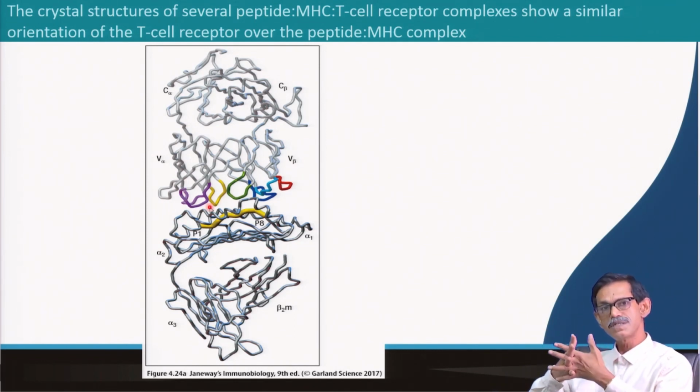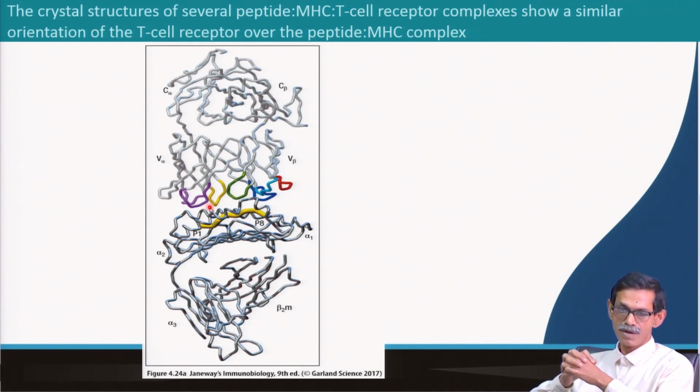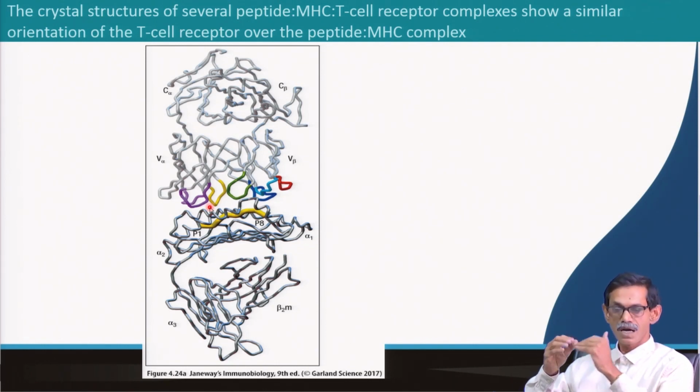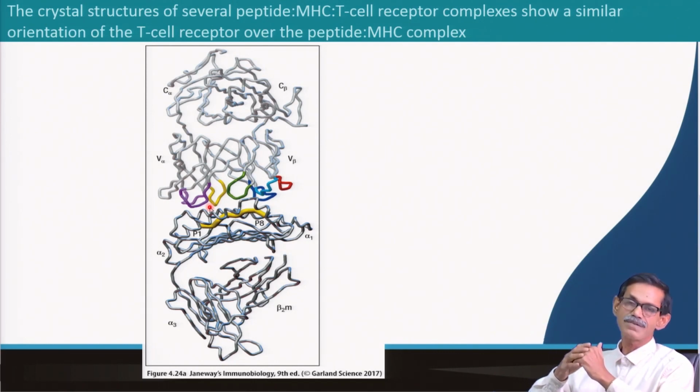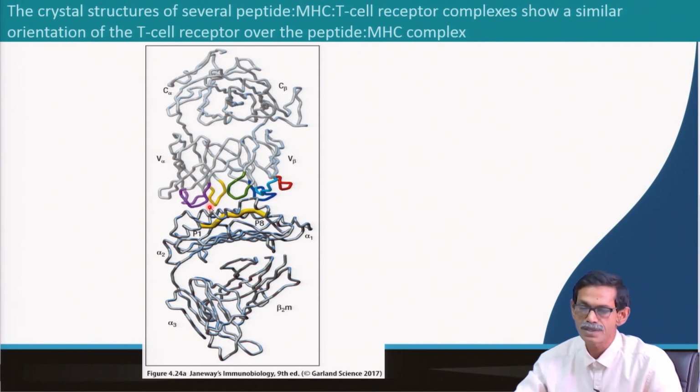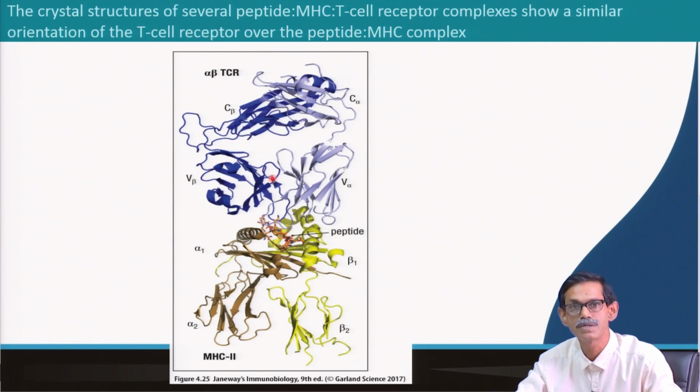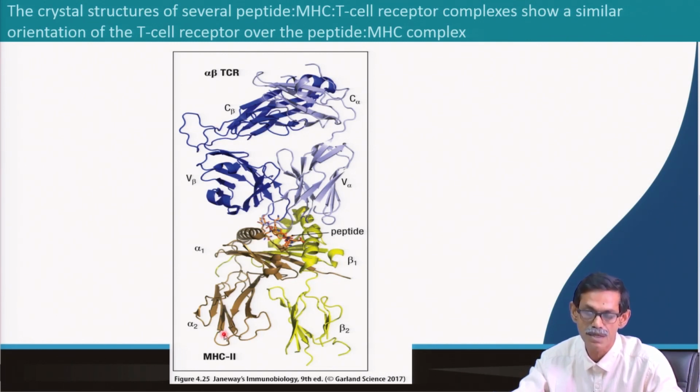So this is not only one. Several MHC peptide TCR complex crystal structures have been solved, and in most cases it was found that the interaction is between alpha 1 of MHC 1 with the beta variable region and alpha 2 of MHC 1 with the alpha variable region. In the same way, when we see the MHC 2 TCR complex, this is the beta 1, beta 2 of MHC 2 and this is the alpha 1, alpha 2 of MHC 2.